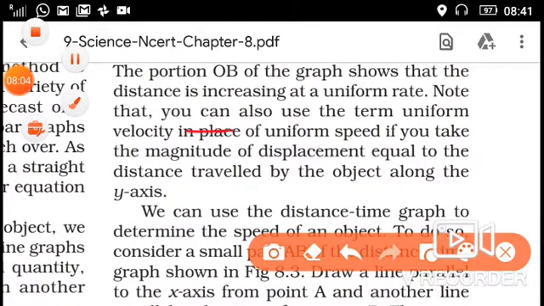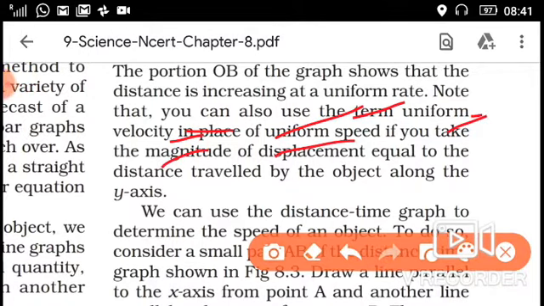Yes, you can also use the term uniform velocity in place of uniform speed if you take the magnitude of displacement equal to the distance traveled by the object along the y-axis. Means if you take displacement, then you will call it uniform velocity graph, or if you take distance, then you will call it uniform speed graph.